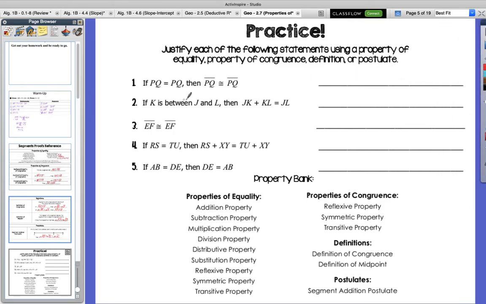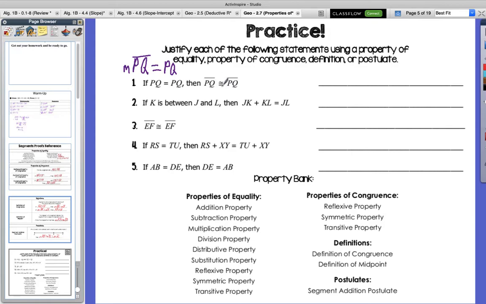So if PQ is equal to PQ, and heads up, in this note packet, it's the same thing to say measure of segment PQ as it is just to say PQ, because when you say PQ equals PQ, it is implied that you are asking about the measure of that segment, aka the distance between those two points. This is like saying, hey, the measure of segment PQ is equal to the measure of segment PQ, then those two segments are congruent.